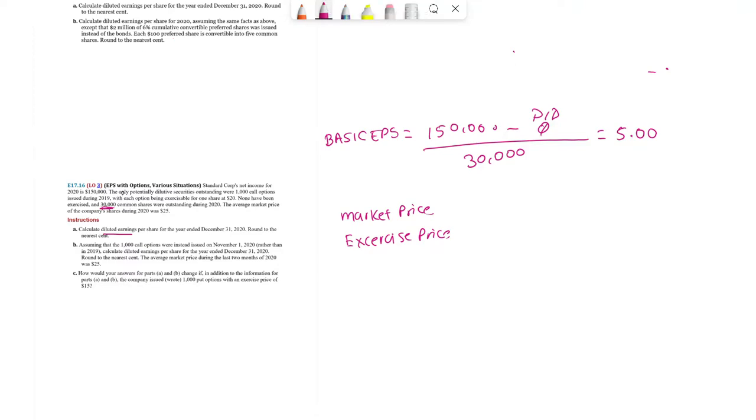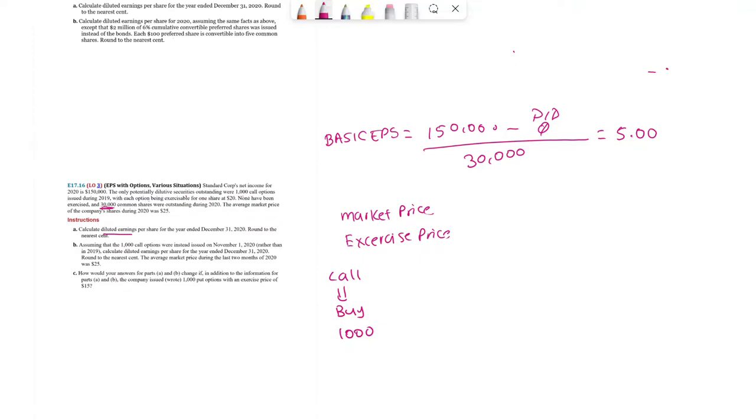Now we're going to read it. The only potential dilutive security outstanding was 1,000 call options. So we have a call option. A call option is to buy. If it's a buy, how many shares? What is the option for 1,000 call options?